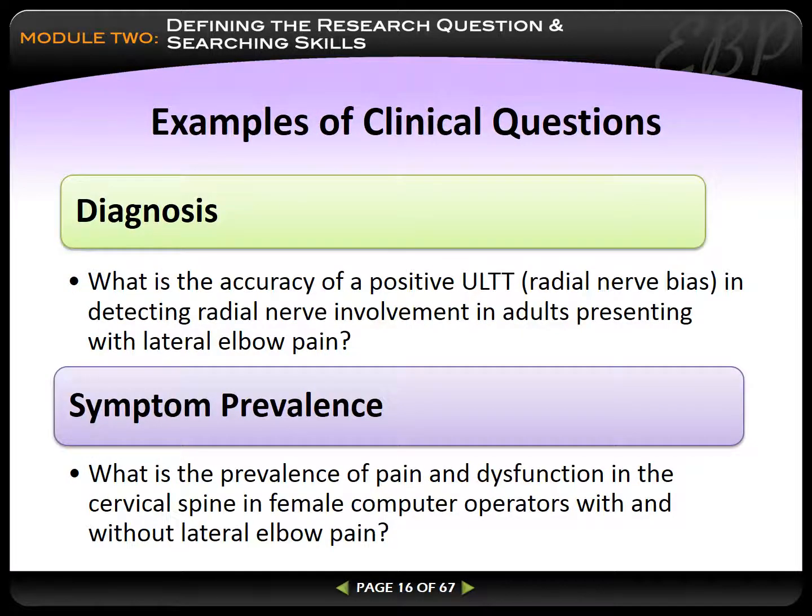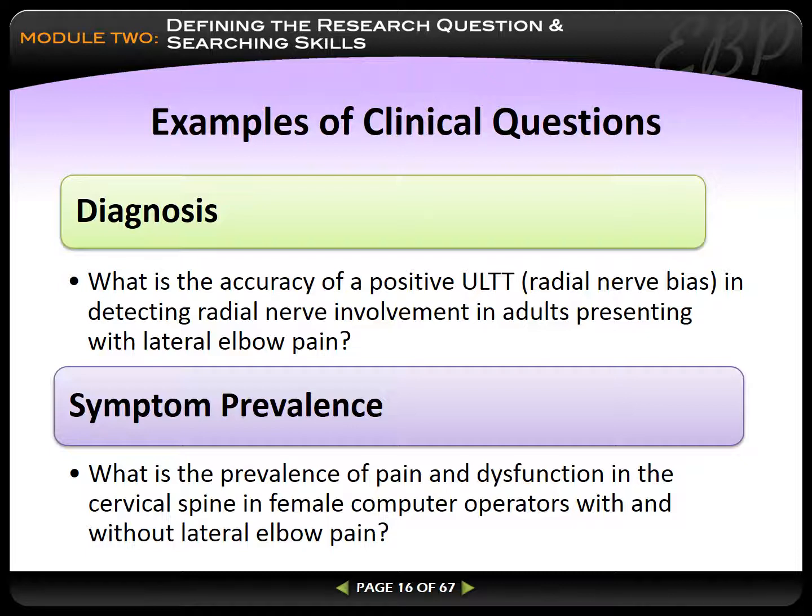So some examples of a diagnostic and symptom prevalence question, and you can read these. What's the accuracy of a positive ULTT in detecting radial nerve involvement in adults presenting with lateral elbow pain? In terms of prevalence, what's the prevalence of pain and dysfunction in the cervical spine in female computer operators with and without lateral elbow pain?